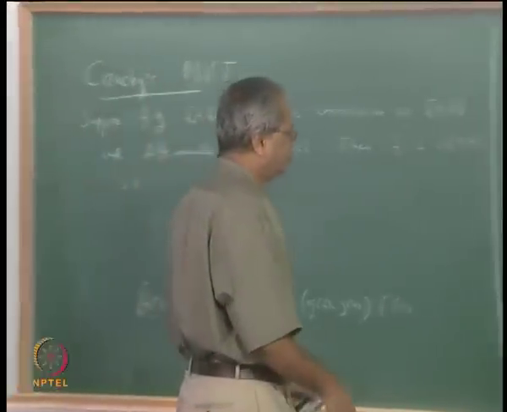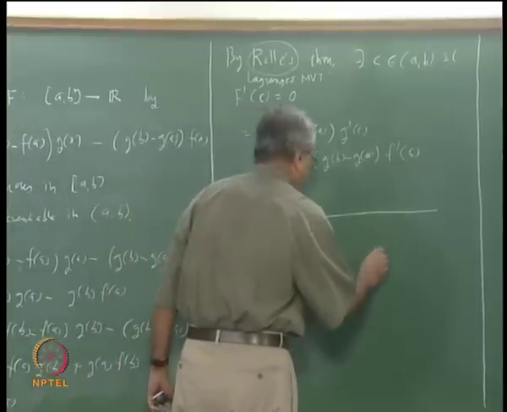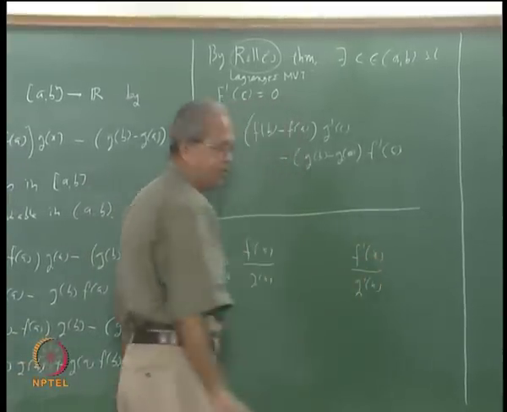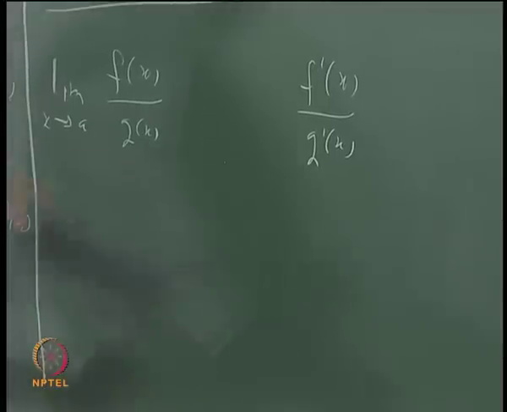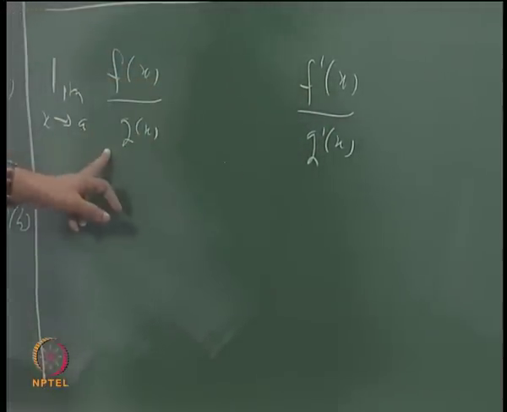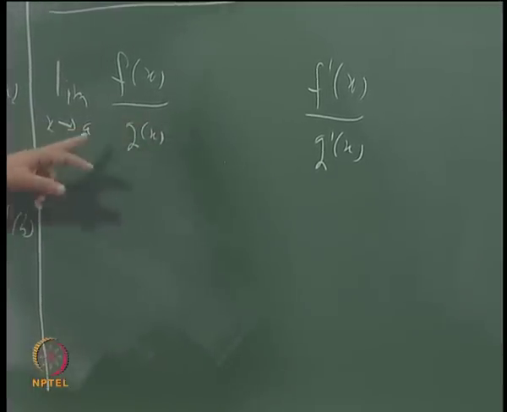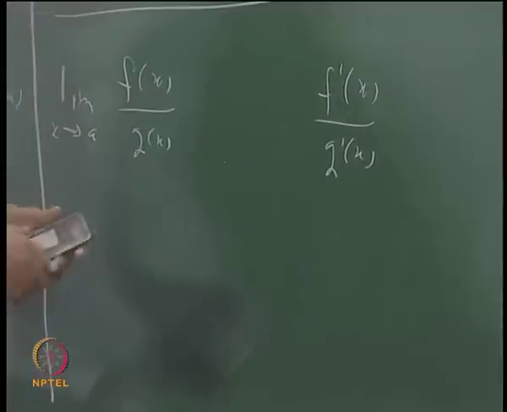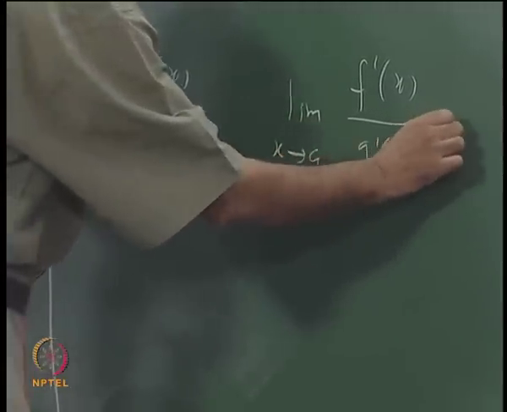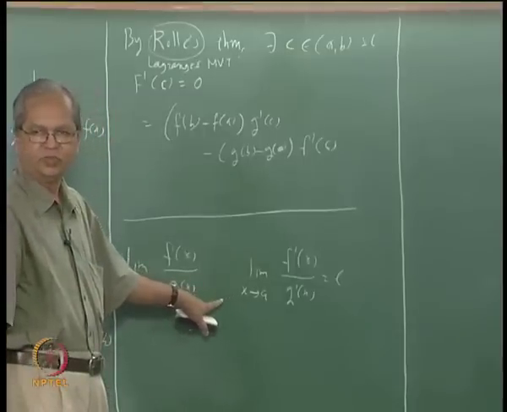So what is done in this so called indeterminate form is that you look at this f prime x by g prime x, and suppose the limit of this exists as a finite real number, then the limit of this also exists, and that limit is the same as whatever is the limit of this. Suppose this limit as x tends to a is equal to L, then this limit also exists and that is also the same as L.